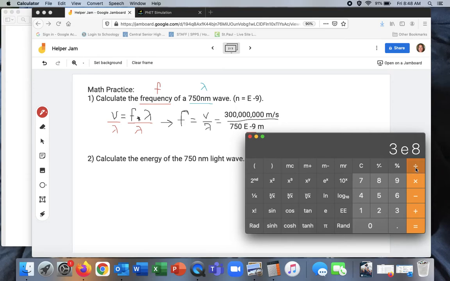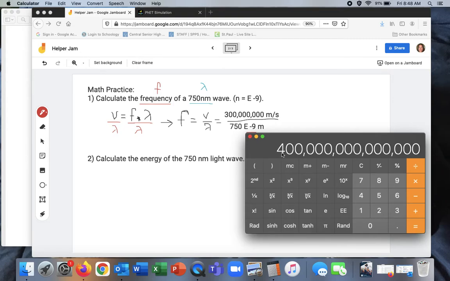So here's my 300 million. There we go, see all the zeros. I hit divide by, I'm going to type in 750 E negative 9, not subtraction 9, negative 9. Holy goodness, that's a lot. Okay, so this is a pretty big number, but that is actually the frequency of this light.